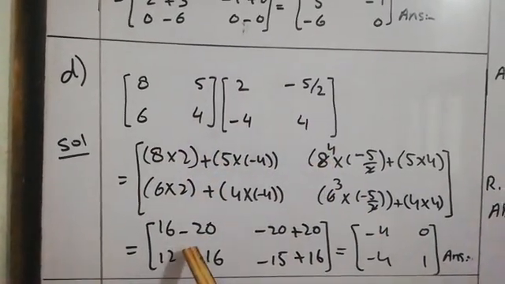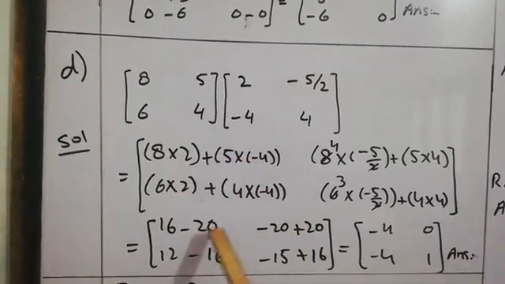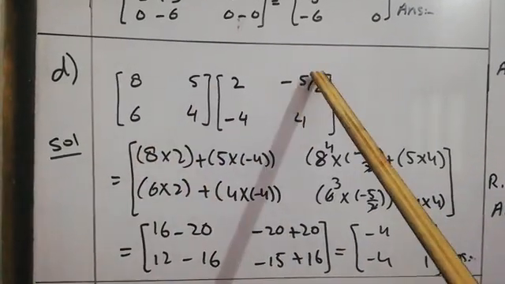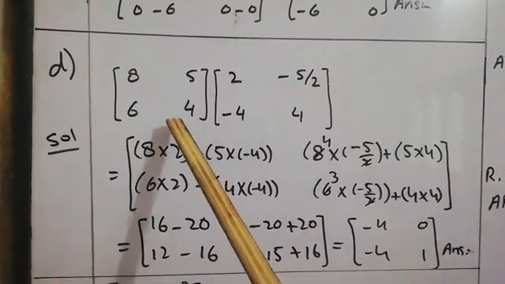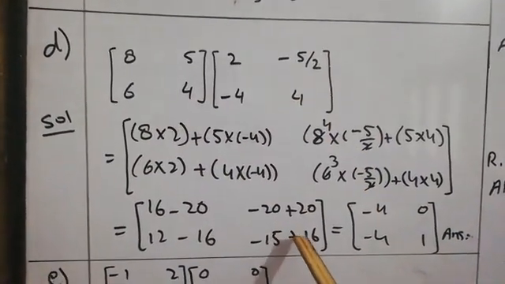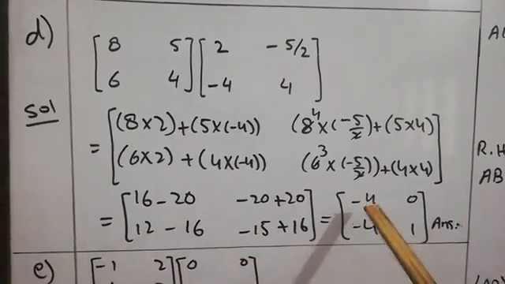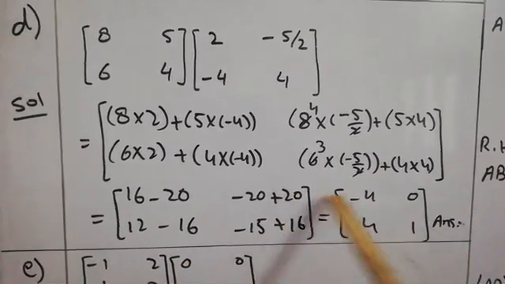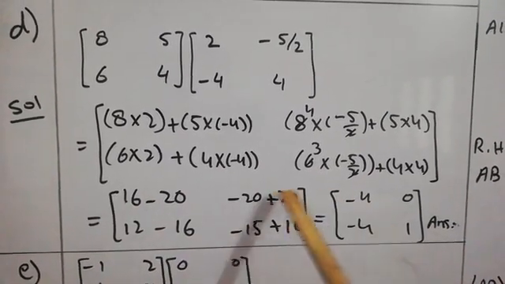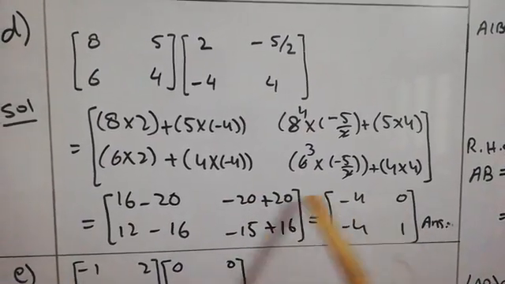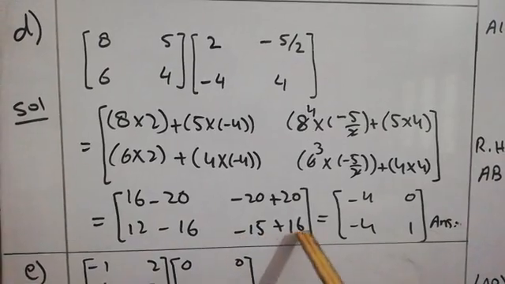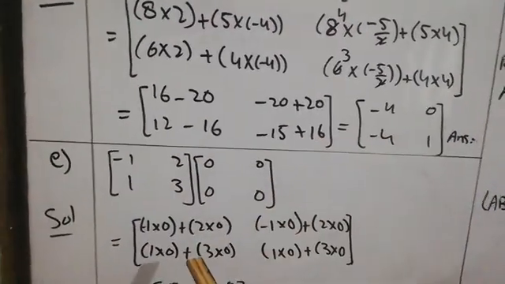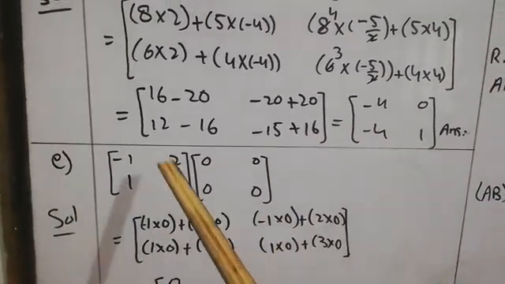6 twos are 12, 4 fours are minus 16. Minus 6 fives are 30, 30 by 2 is minus 15, 4 fours are 16. Like this method, we will add and subtract the values and get 16 minus 20 is minus 4, minus 20 plus 20 equals 0, 12 minus 16 is minus 4, minus 15 plus 16 is 1. Now we are going to find the product of these two matrices.